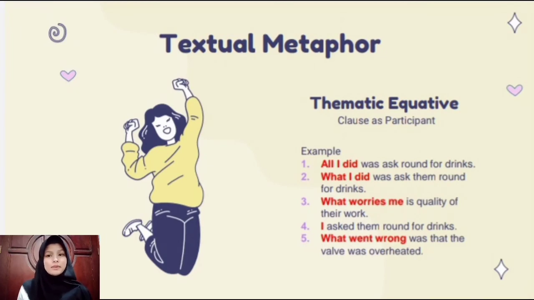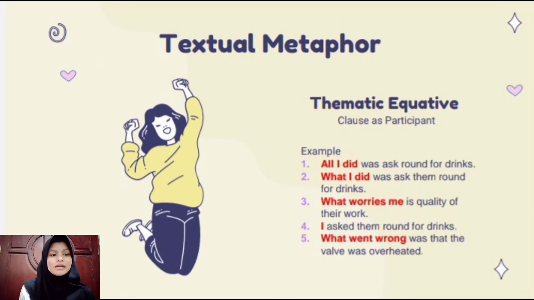My name is Aniisah Fidaariyah. I will explain about thematic equatives and predicated theme in textual metaphor. As I explained in the previous presentation about theme and rheme, thematic equatives is a thematic resource in which two or more separate elements in a clause are grouped together to form a single constituent of the theme and rheme structure. For example, all I did was ask them round for drinks.